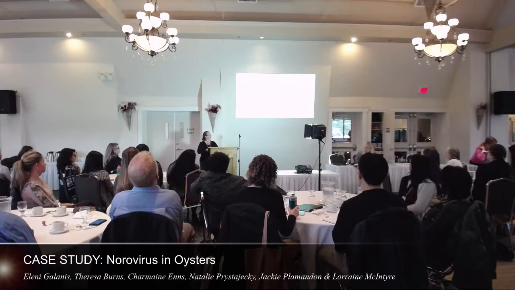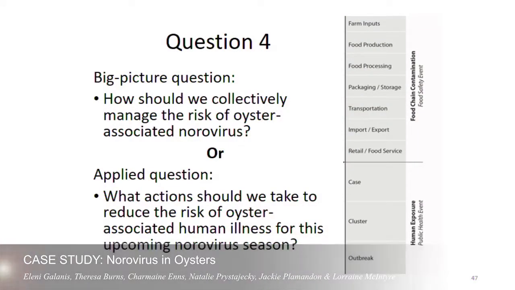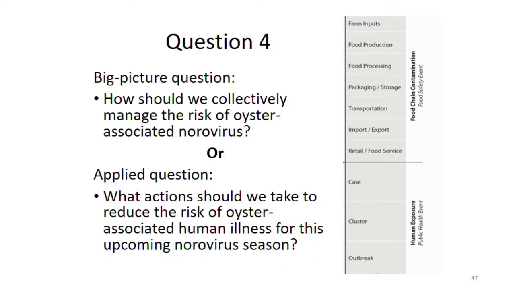So this is the last question, and Eleni, I'm not sure how much time there is, but we have these options for the question: how should we manage the risk of oyster-associated norovirus? What happens if it starts raining really hard and gets cold again? Are we going to have the same problem? I think so. What are we going to do to reduce the risk? Theresa, you were going to lead this, but it's 1:30, so we probably don't have time to break out into small groups. Did you want to make a few comments and then go to the last slide?